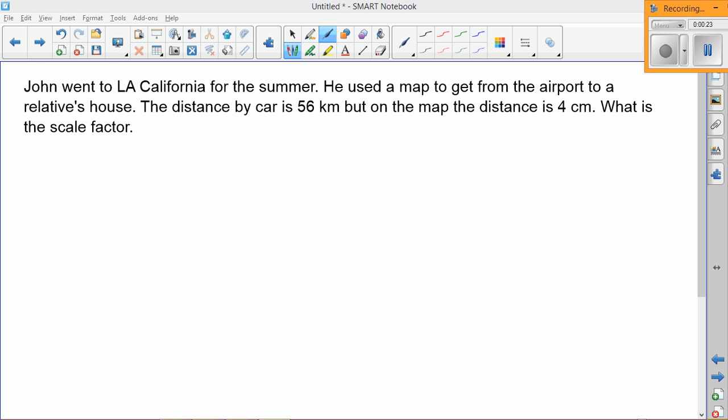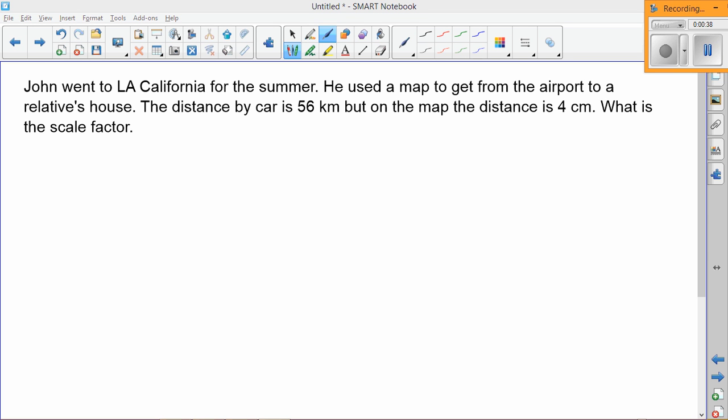So starting on the first one, John went to LA, California for the summer. He used a map to get from the airport to a relative's house. The distance by car is 56 kilometers, but on the map, the distance is 4 centimeters. What is the scale factor?